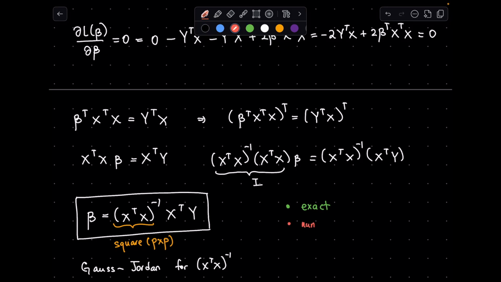However, direct matrix inverse approach is generally not recommended as it is known to be numerically unstable. It's said that X transpose X squares the condition number. But it should still work if this matrix is not ill-conditioned.